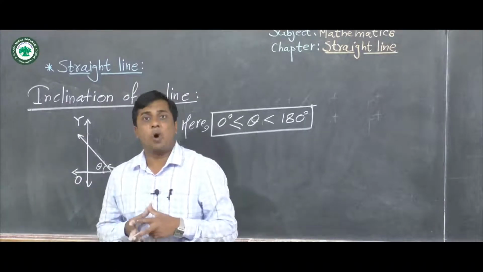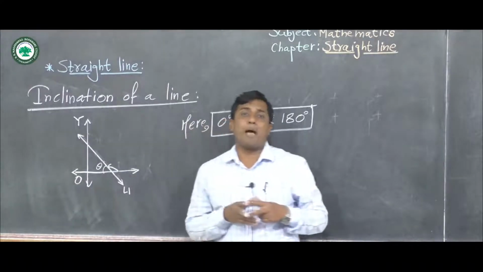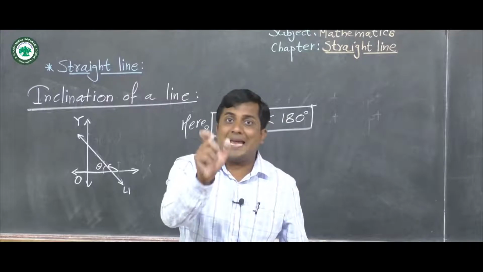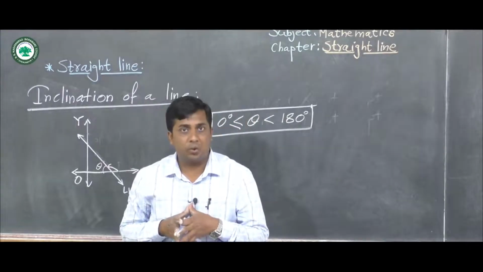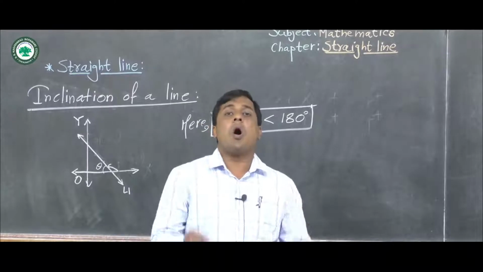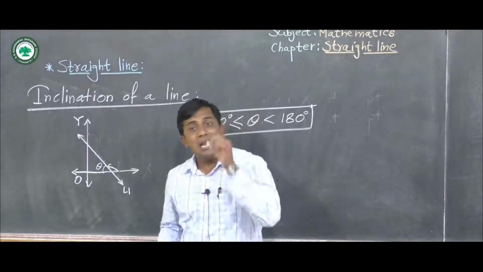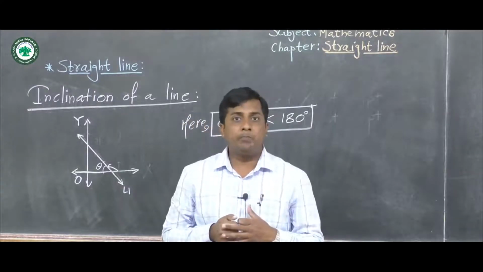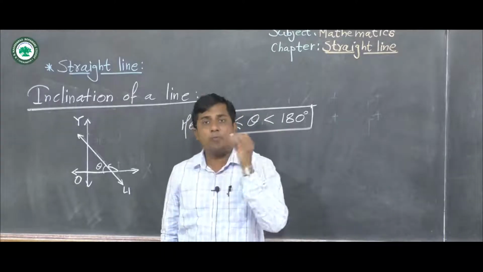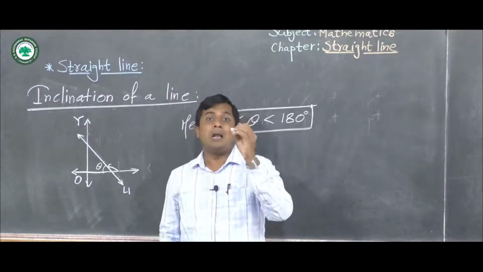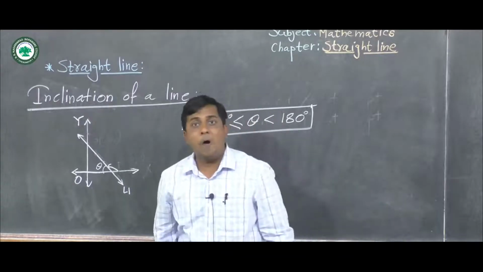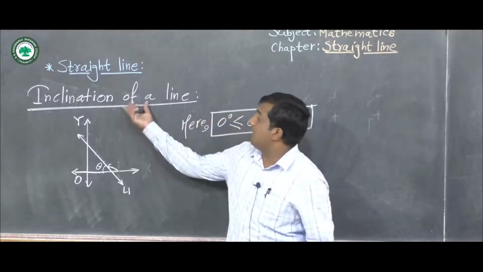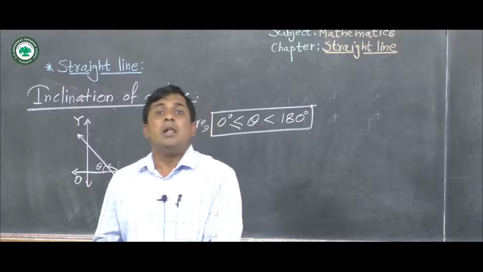Here remember some important notes. If two lines are parallel, if and only if they have the same inclination, is our first note. Then in the second, the inclination of the x-axis and of a line parallel to the x-axis is always 0 degrees. And in the last, the inclination of the y-axis and of a line parallel to the y-axis is always 90 degrees. Okay, so here we defined the inclination of a given line.